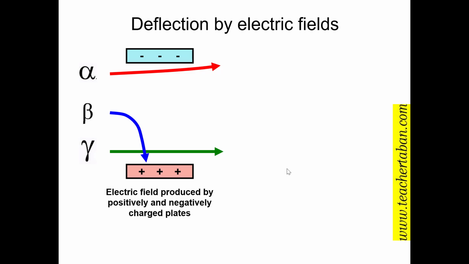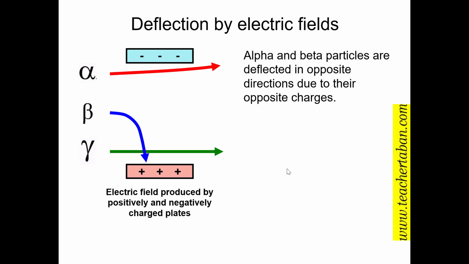Why? Because they are positively charged. And another thing you can see here is that the beta particles are strongly deflected, while the alpha particles are not so much deflected. What is the difference here? It is about their mass.